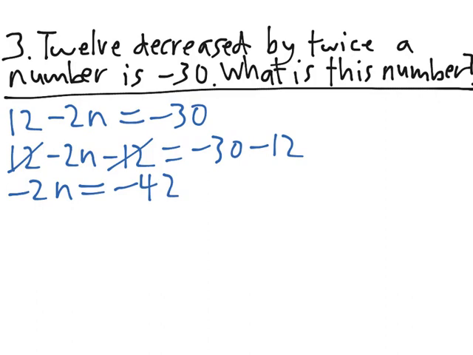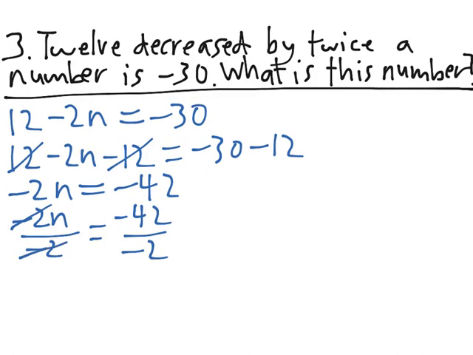Now let's divide both sides by minus 2. So minus 2n over minus 2 equals minus 42 over minus 2. The minus 2 on top cancels with the minus 2 on the bottom of the left side, and we're just left with n is equal to 21.